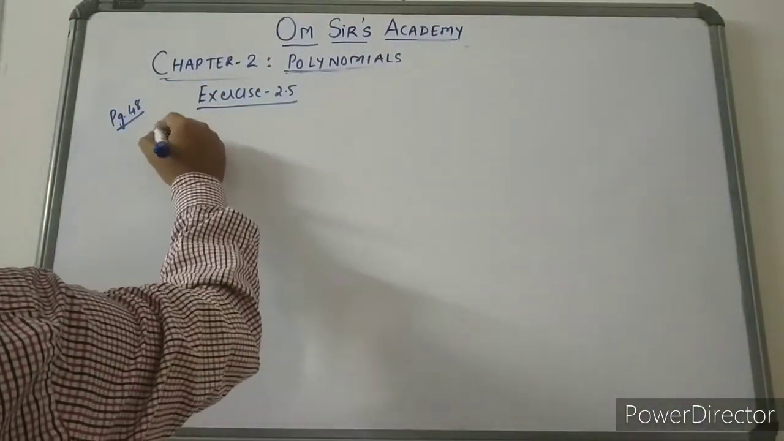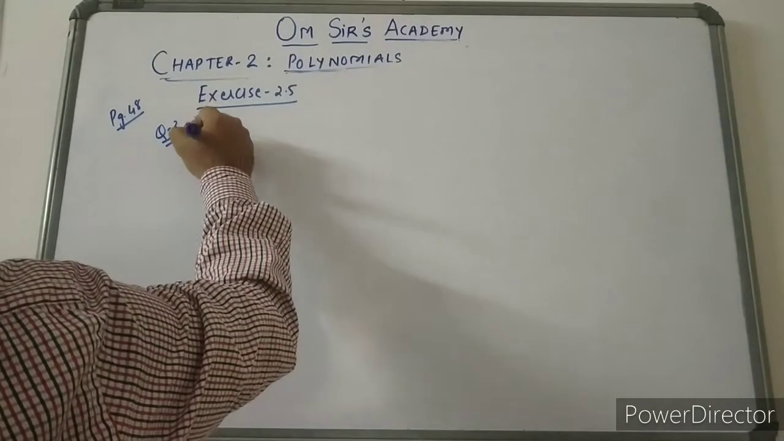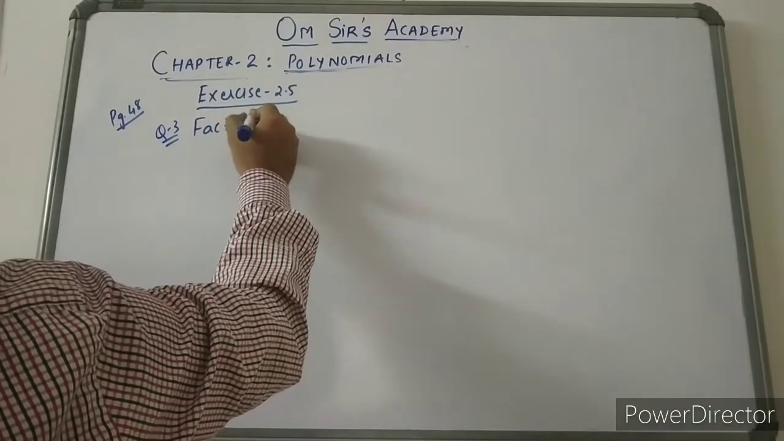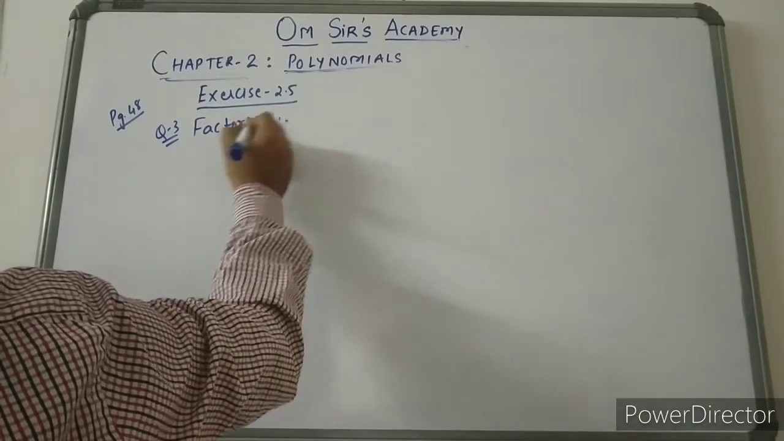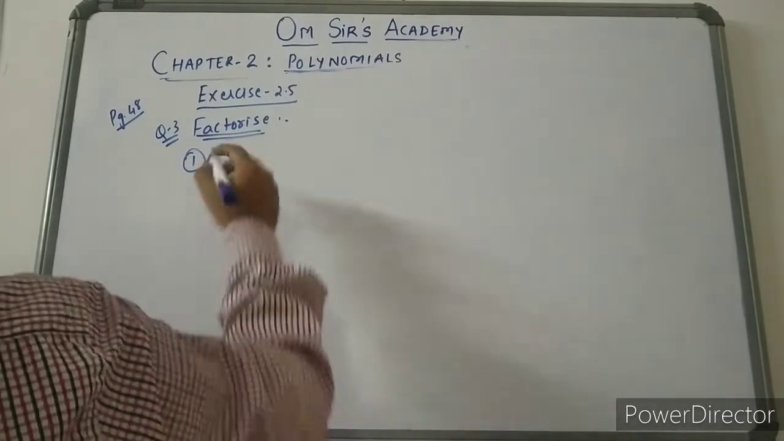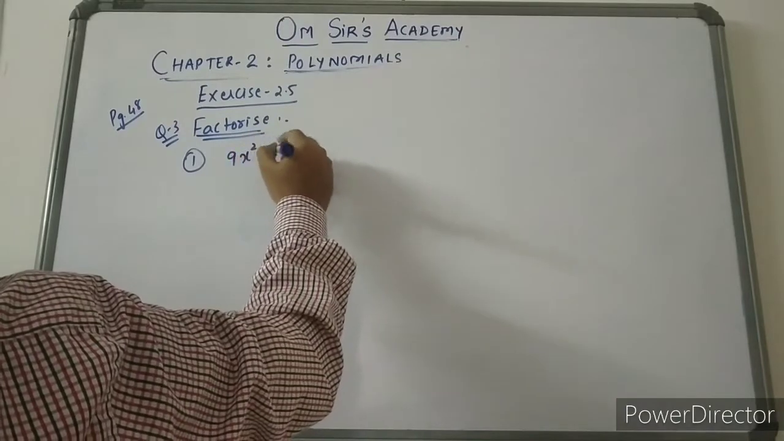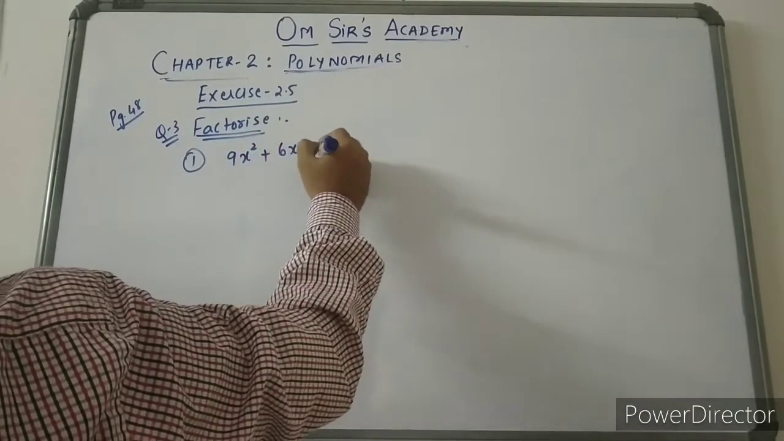Question 3 says, factorize by using appropriate identities. You have to factorize it. Expansion is given and we have to factorize. What is the first? 9x square plus 6xy plus y square.